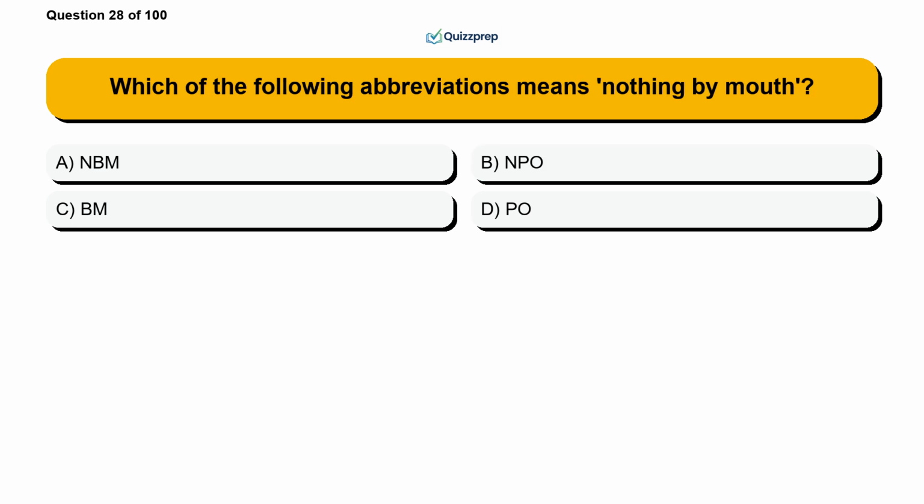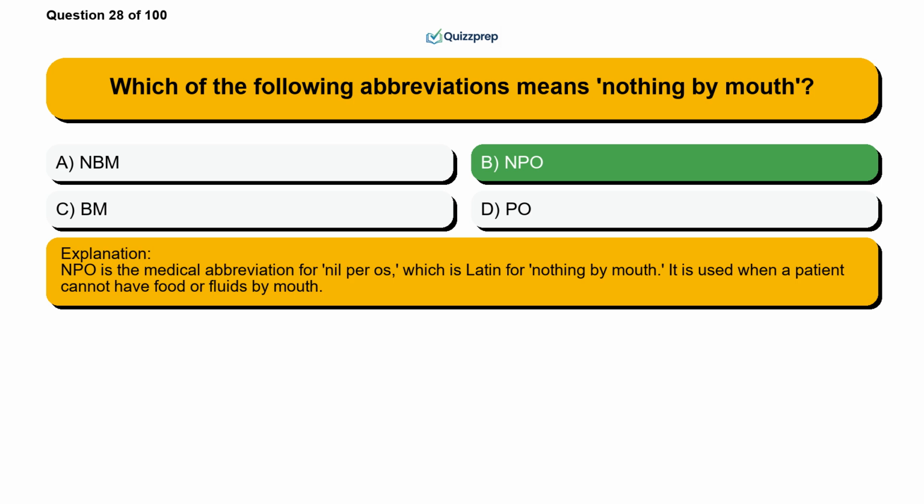Question 28. Which of the following abbreviations means nothing by mouth? Option A, NBM, option B, NPO, option C, BM, option D, P. The correct answer is option B, NPO. NPO is the medical abbreviation for nil per os, which is Latin for nothing by mouth. It is used when a patient cannot have food or fluids by mouth.